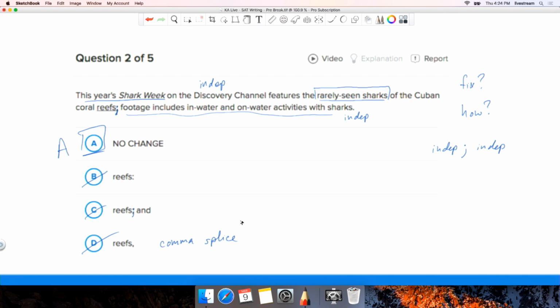Okay, so we've got one final example now before we wrap up sentence punctuation, and then we'll do some questions, but let's take a look at one more sentence. It's a little bit longer, but I think you're up for it.